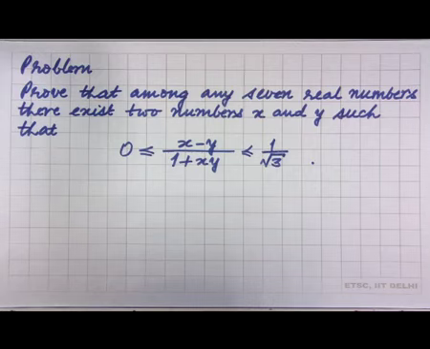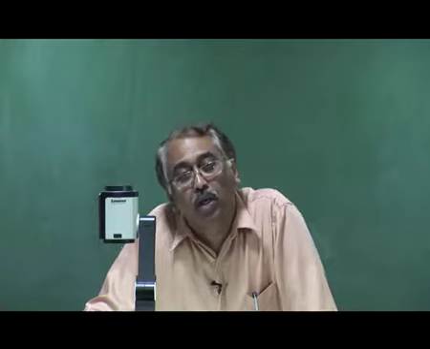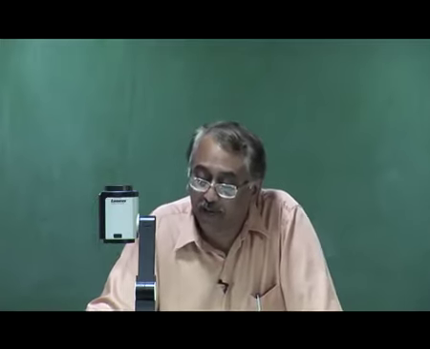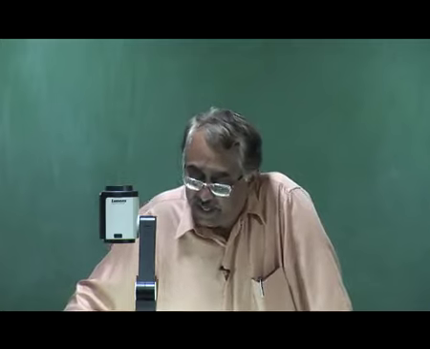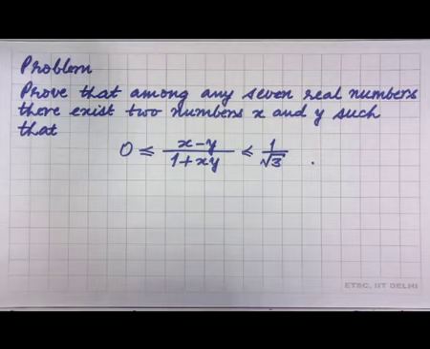What does it say? It says if you take any 7 real numbers, and although there's no mention whether these 7 are distinct or not, a quick glance at what you want to conclude will tell you that you better take them to be distinct. Because if any 2 are equal, then clearly the conclusion will be valid. What is the conclusion you seek? Well, you want 2 numbers amongst these 7, which I called x and y, which satisfy this very curious inequality. x minus y over 1 plus xy is between 0 and 1 over square root 3.